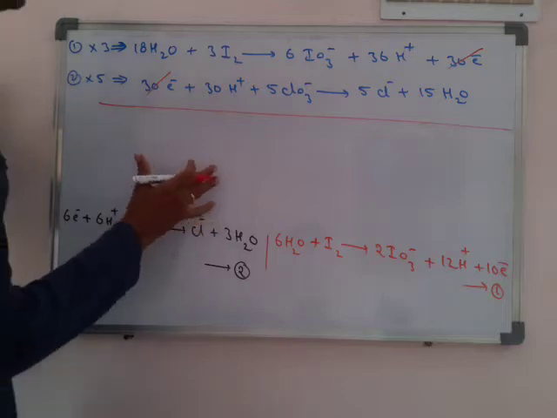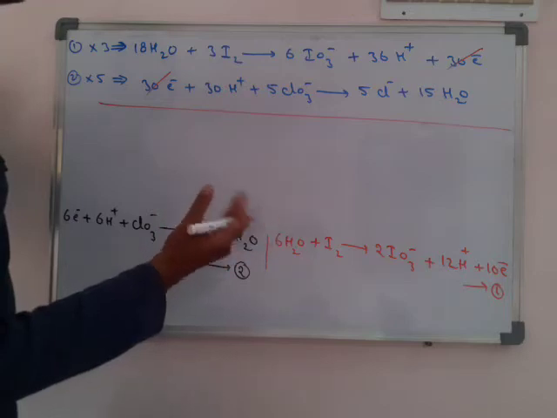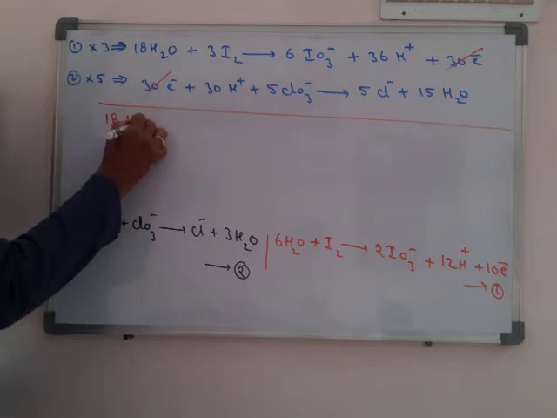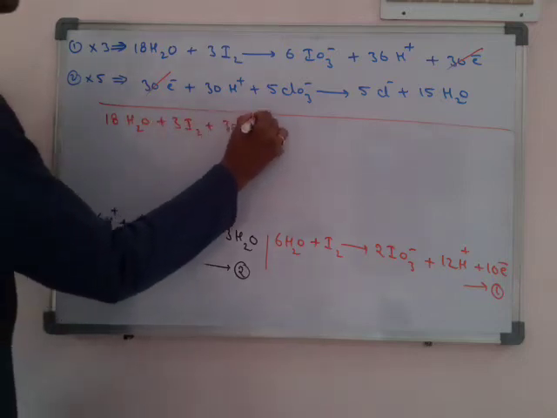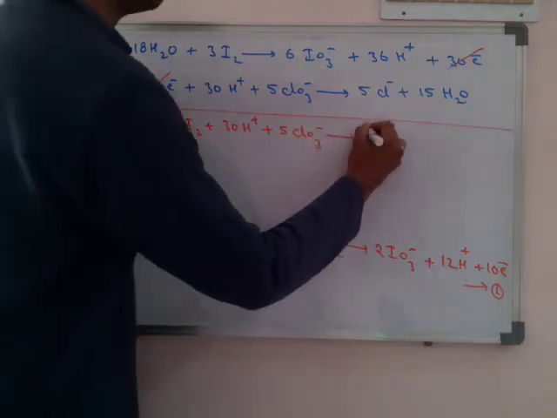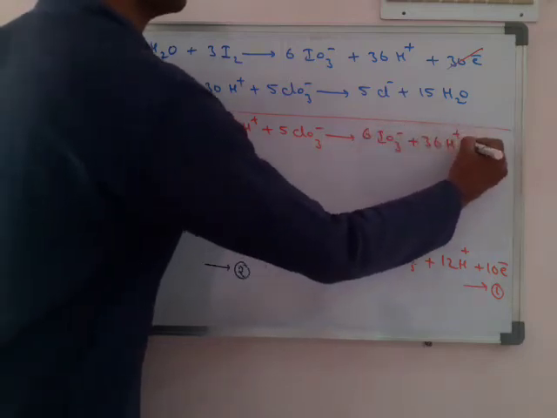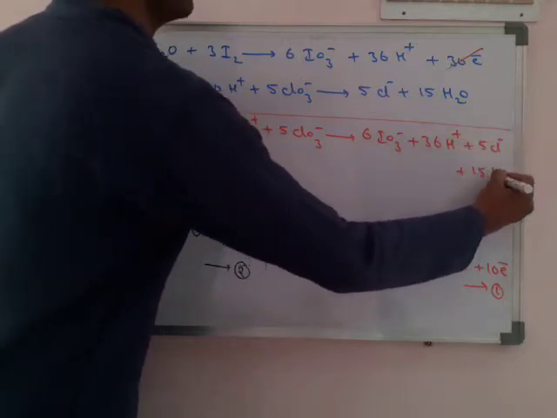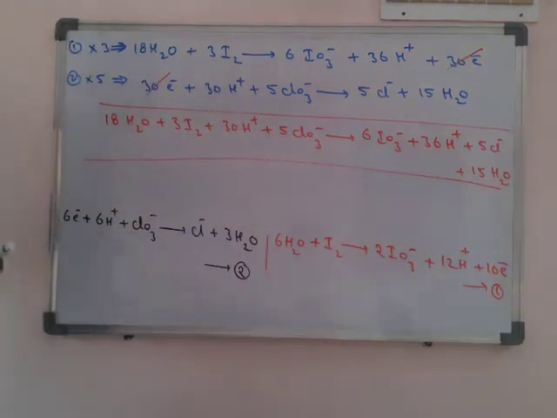Actually, when writing my equation, similar species are there, let's cancel. Cancelling here is just not by multiplication. See, okay, first write the total equation, so there may be a possibility of confusion. So first let's write the total equation. Then we cancel, we remove the similar species at both sides. 5Cl minus, 15H2O. Okay, this is the equation.